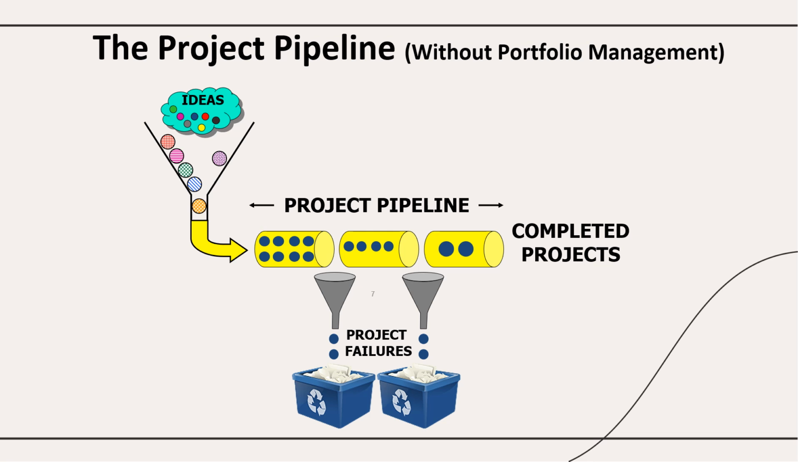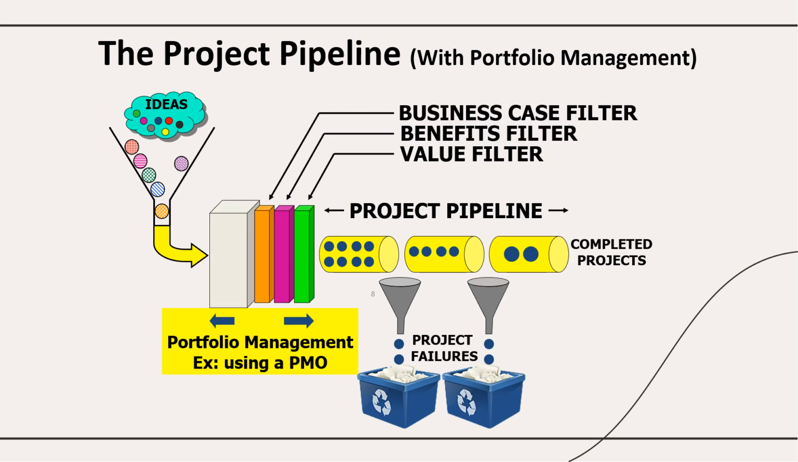The project pipeline without portfolio management, if you look into it, the ideas get proliferated. You might have plentiful ideas, and then they are put in a project pipeline as in a machinery, and we need to check out certain projects which are not successful and are failures, and certain projects which get completed. Look, plentiful ideas have been available, and what happens, only a few projects actually get accomplished. Now, what happens with the project pipeline with portfolio management?